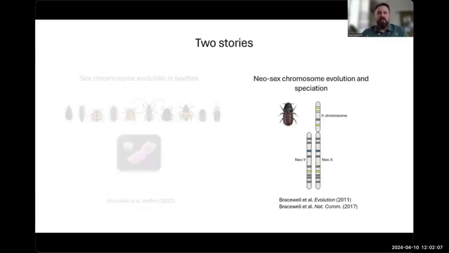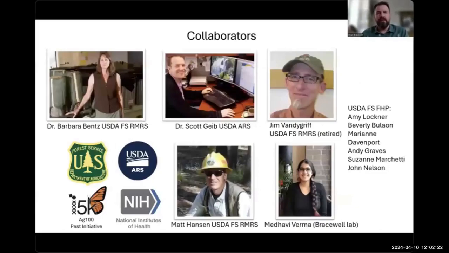So I now want to talk quickly about neosex chromosome evolution and how it could be linked to speciation. So linking all of these changes that we're seeing with sex chromosome autosome fusions. And this is going to be work that I've been doing in the mountain pine beetle system. And I want to quickly mention some of my collaborators. These have been people that I've been working with for quite some time. And then I want to give a shout out to Scott Geib, who's been helping with the chromosome level assemblies that we're doing, which are really, really exciting.